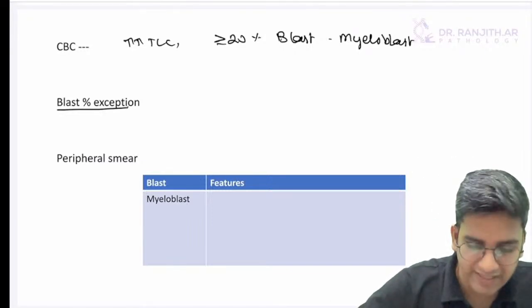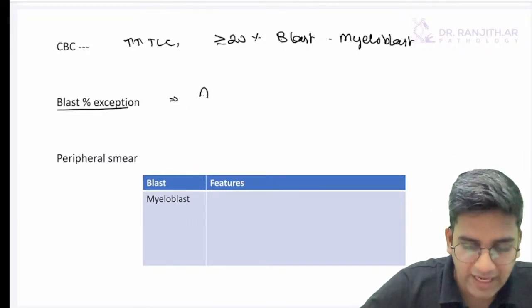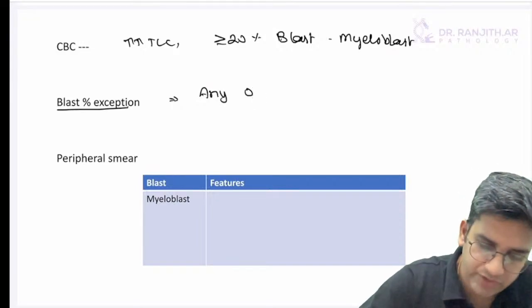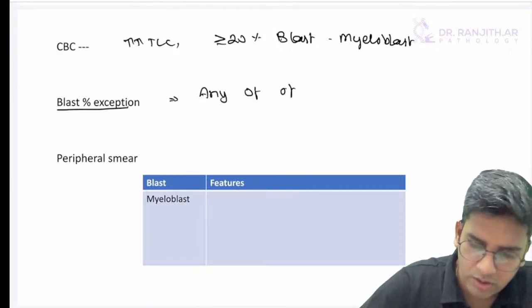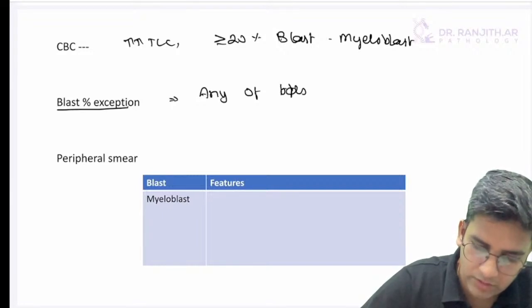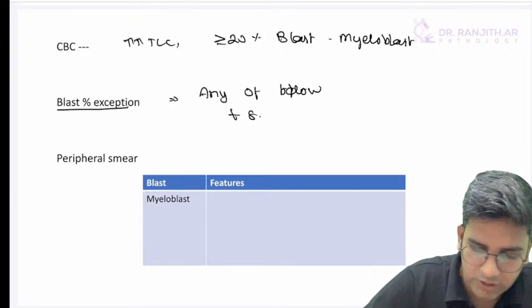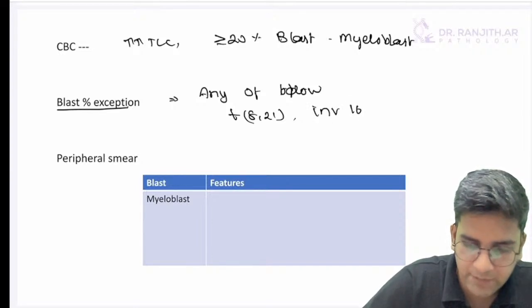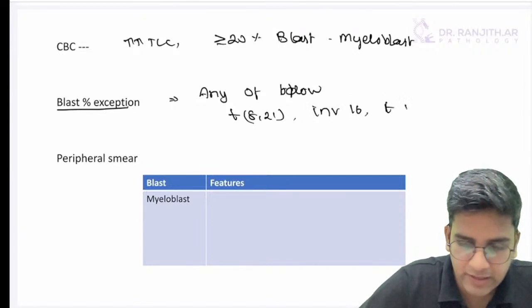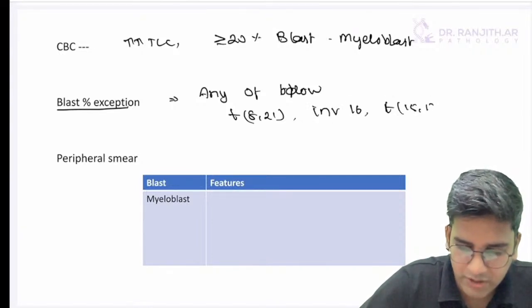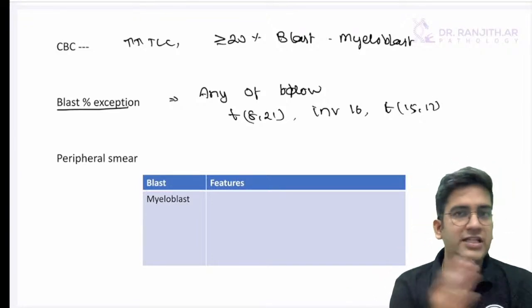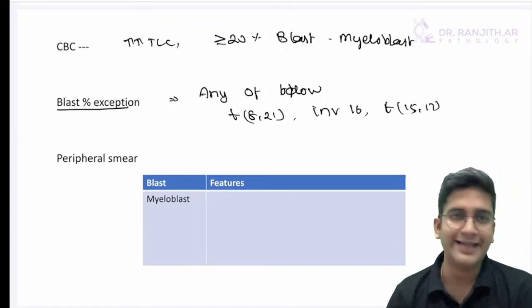So, blast cutoff exception: if there is any of the three below, you can call it an acute myeloid leukemia without the blast percentage. Inversion 16, translocation 8;21, translocation 15;17, right? So with any of these, you will call it a blast exception. You can call it an acute myeloid leukemia directly, right?